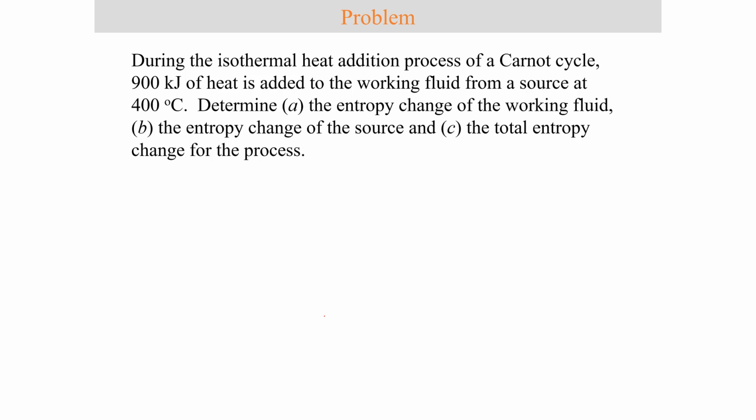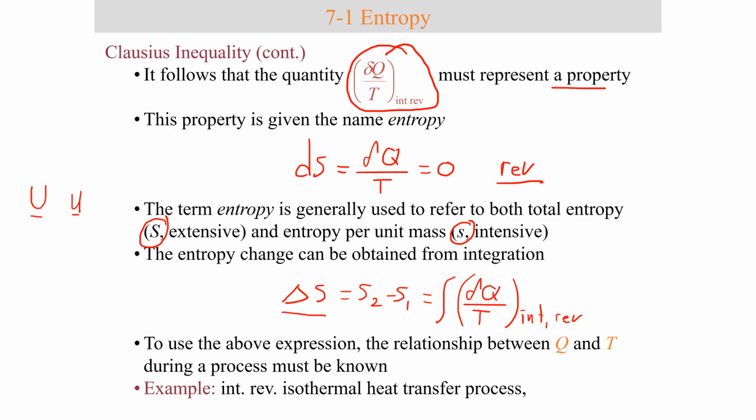During the isothermal heat addition process of a Carnot cycle, 900 kilojoules of heat is added to the working fluid from a source at 400 degrees Celsius. Determine the entropy change of the working fluid, the entropy change of the source, and the entropy change of the process. So what we have in this example problem is heat being transferred from one point to another. And as that heat is being transferred, it carries with it an entropy that's quantified by this expression.